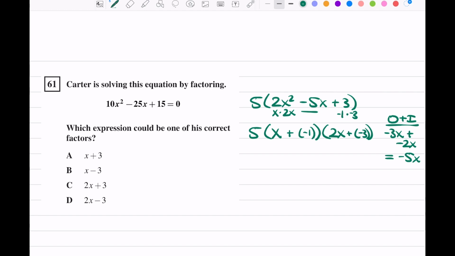And since we got the answer, we don't need to switch these. So we can clean this up. x plus negative 1 is x minus 1, and 2x plus negative 3 is 2x minus 3. And the question asks, which expression could be one of the correct factors? And the only one that's in our answer is option D.